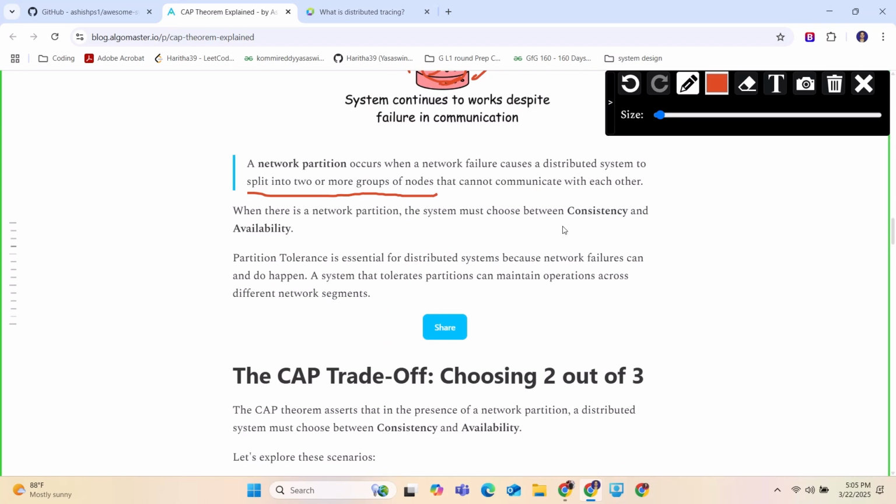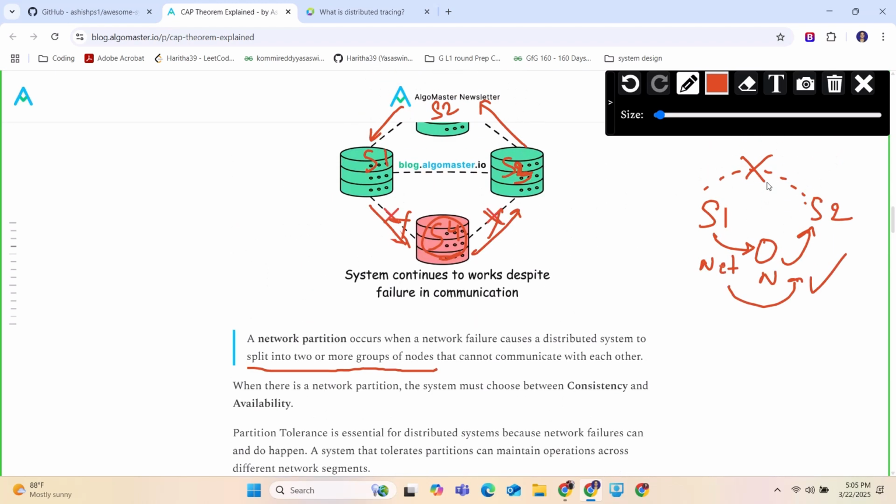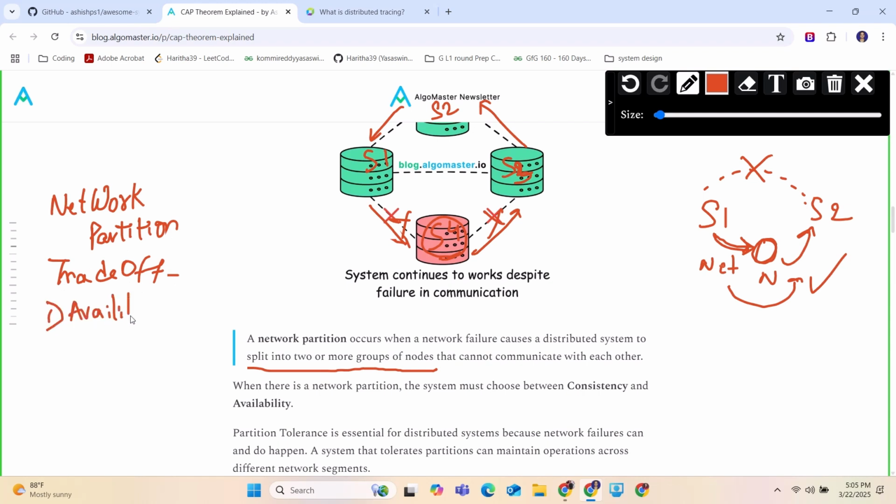When there is a network partition, the system must choose between consistency and availability. Suppose a network partition is there, then there is a trade-off. What is the trade-off? The trade-off is that you can choose availability. That means the website will be available but the data is not consistent, during the network problem. Consistency and availability cannot be achieved together. So you can choose either availability or consistency.